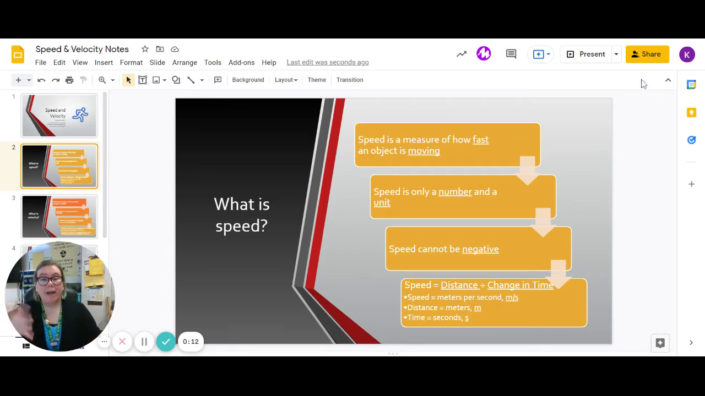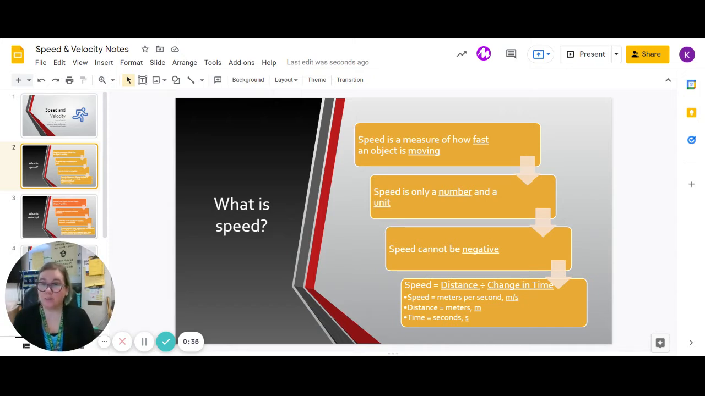First of all, what is speed? Speed is a measure of how fast an object is moving. Speed is only a number and a unit. So you could say 5 meters per second, right? Number and unit. Speed cannot be negative. It's always going to be a positive number.